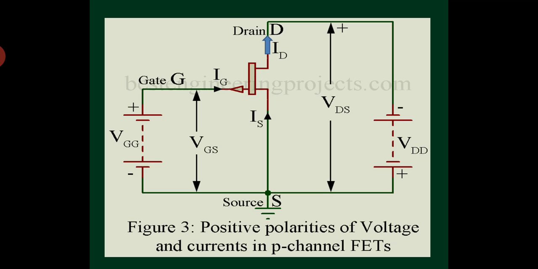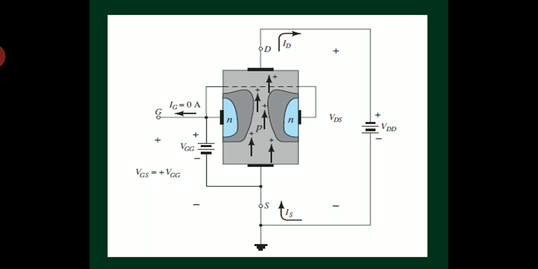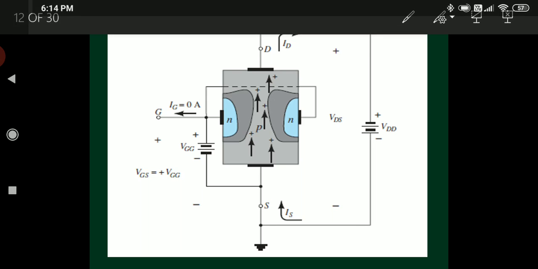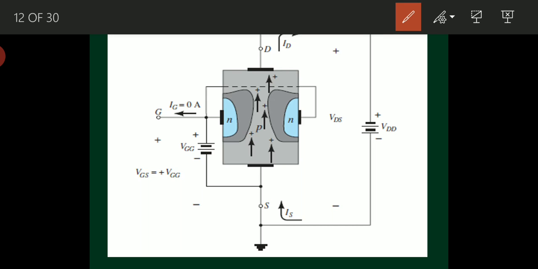Let us move on to the schematic. I will take three conditions. This is the positive terminal, this is the negative terminal. Case 1 is when VGS equals 0. When VGS equals 0, I am short circuiting this. What will happen? That is case 1.